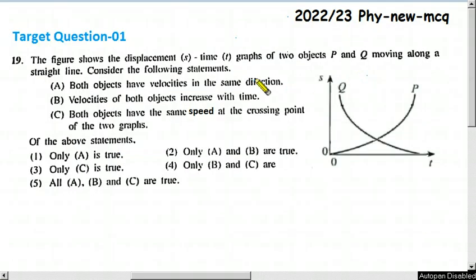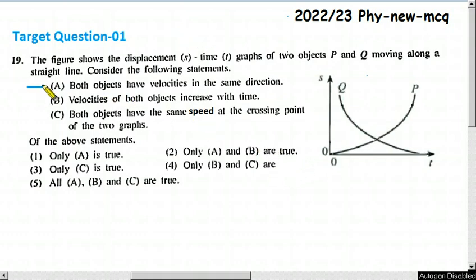Children, I have prepared a target question for you. Target question number 1. Now you have to solve this on your own, honestly, without looking at my answer. So pause the video now, then start it. Children, since you have paused the video, now I am going to start without wasting time.